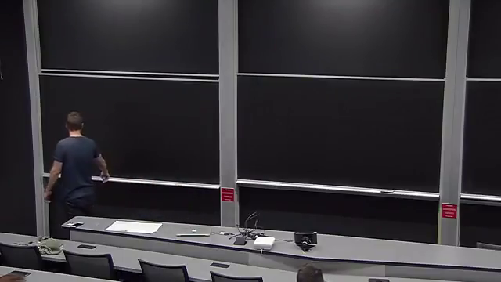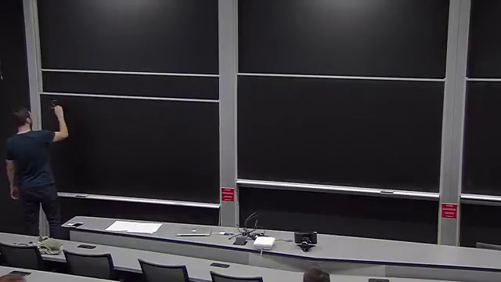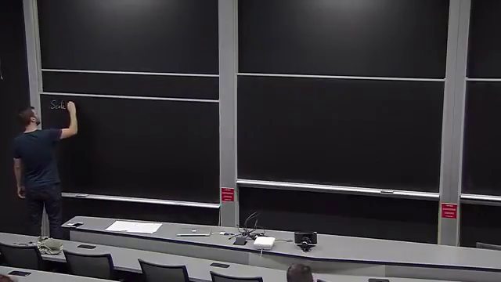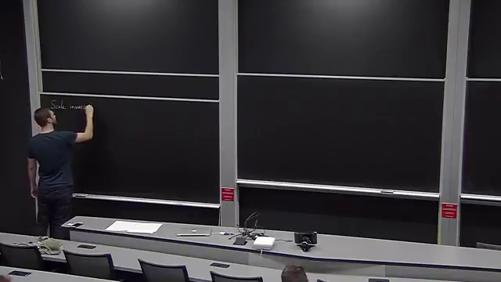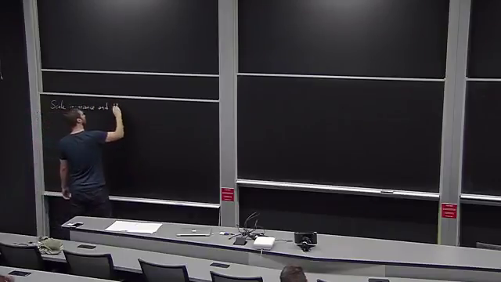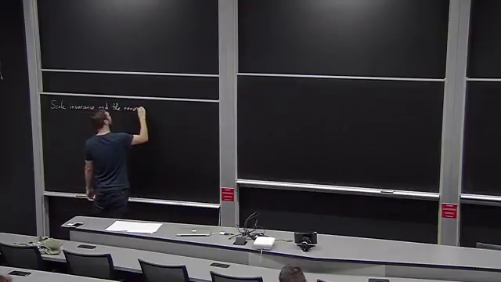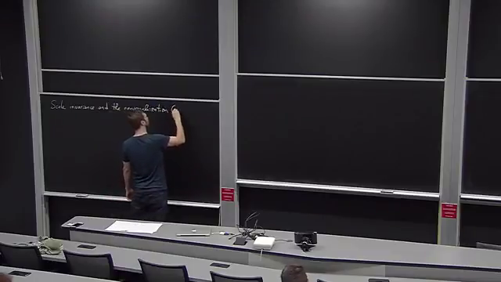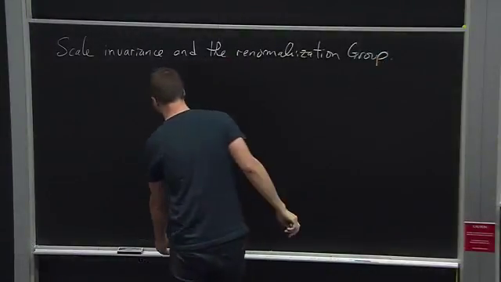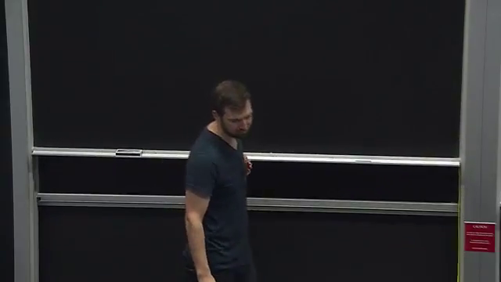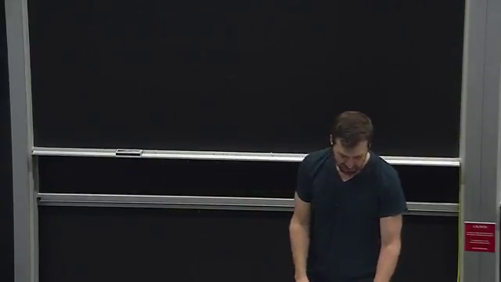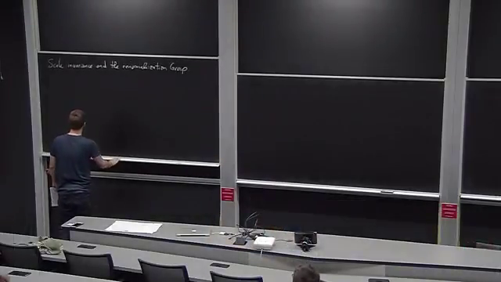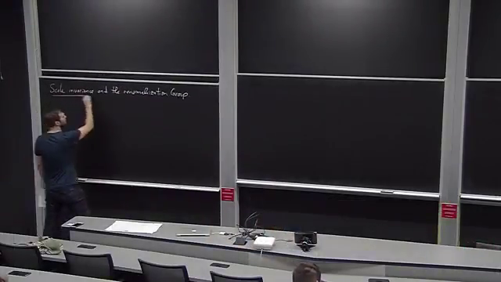So today we're going to start talking about scale invariance and use it to derive the renormalization group. Scale invariance is exactly what you saw in those pictures that were precisely at the critical point.